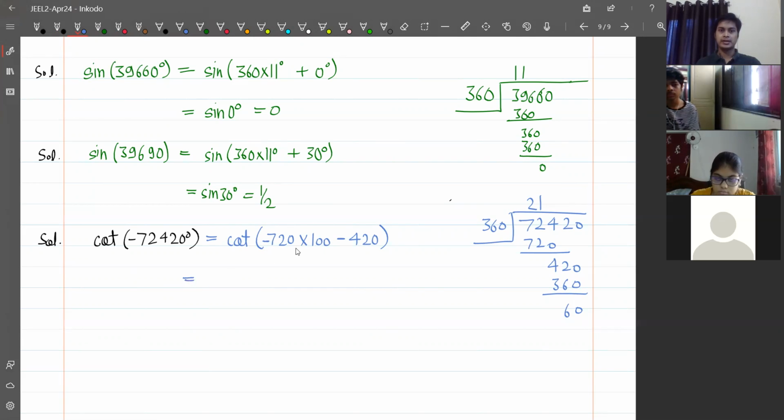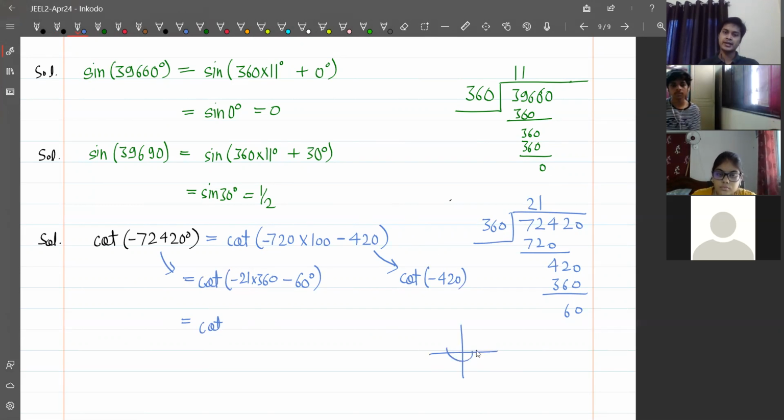So we can write it either like this. See, whether it is anti-clockwise rotation or clockwise rotation, it doesn't matter. 720 is a multiple of 360. So either this could be written as cot of minus 420, or if we divide by 360 and write, then I can write this as cot of minus 21 into 360 minus 60 degrees. This minus 21 means clockwise rotation: after rotating clockwise 21 times, we are getting minus 60 degrees. So this will be cot of minus 60 degrees.